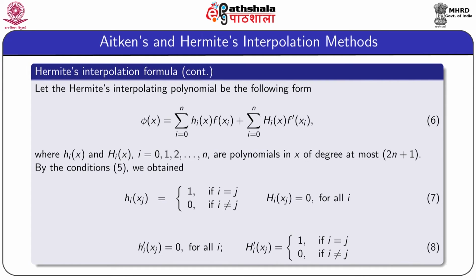Similarly, for small h i, the first derivative of small h i at x j equal to 0 for all i. Capital H i dash at x j, meaning the first derivative of capital H i at x j, equal to 1 for the same i and j, and 0 for different i and j.